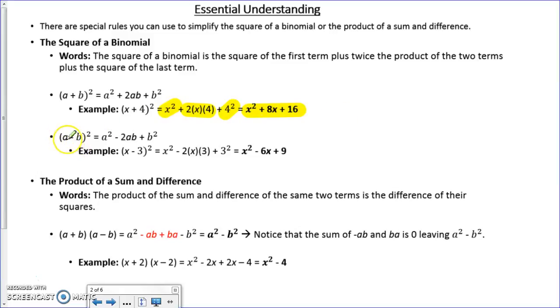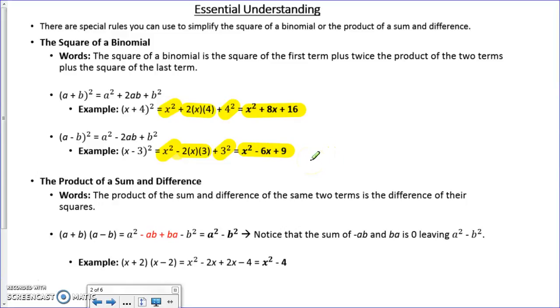The other example is (a − b) squared is equal to a squared minus 2ab plus b squared. An example is (x − 3) squared is equal to, you're going to square the first term minus 2 times the product of the two terms plus the square of the last term. So it is equal to x squared minus 6x plus 9.